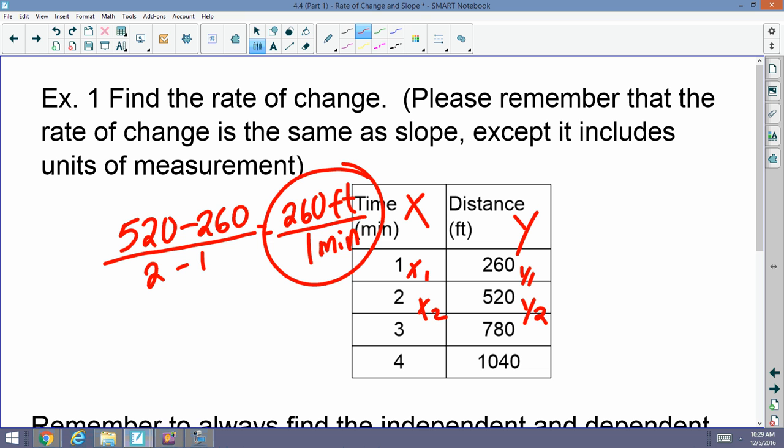Yes, across the board, it's going to be consistent. Once you find the slope of a function, it's constant throughout the whole entire equation. Thank you, sir. Does that make sense, guys? Okay.